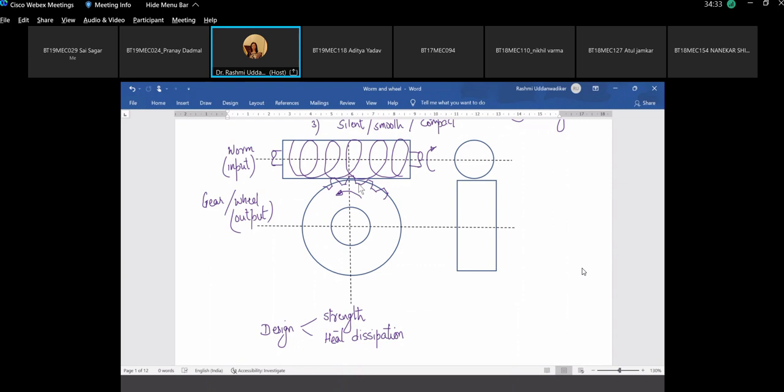Now, these two are mechanical components continuously rubbing against each other. Same is true with spur gear and helical gear also. Why do you think this has more heat dissipation? Yes. Why do you think this has such a big issue of heat dissipation? Anybody?